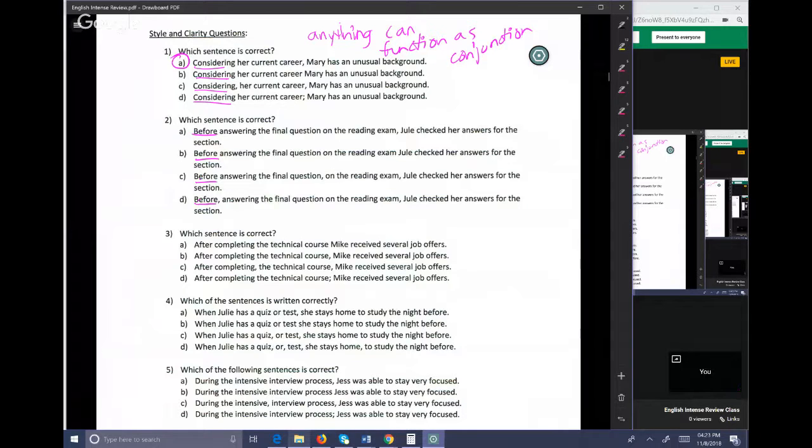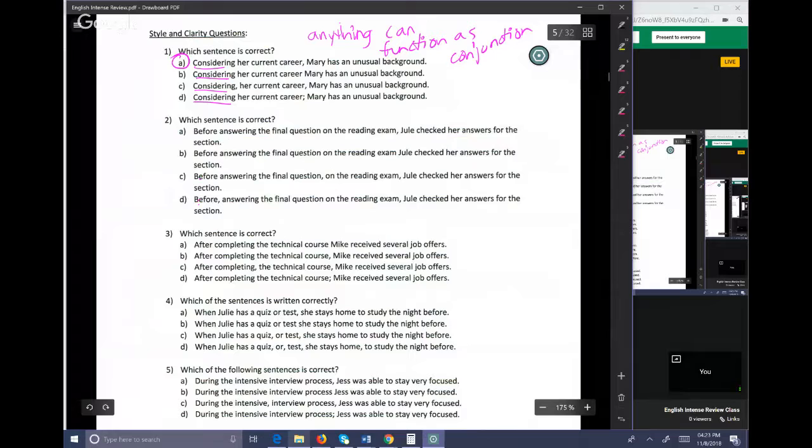That said, you can use the word before and not actually be using it as a conjunction. You couldn't do that with putting it right in the front of the sentence like we did here, because by saying before answering the final question, we're clearly not making a point out of answering the final question. We're making a point out of whatever comes over here. So what did she do before she answered the final question on her reading test?